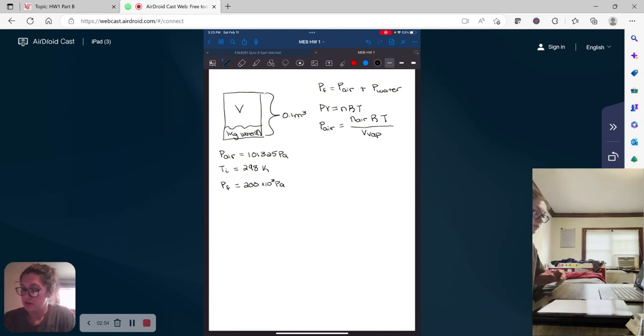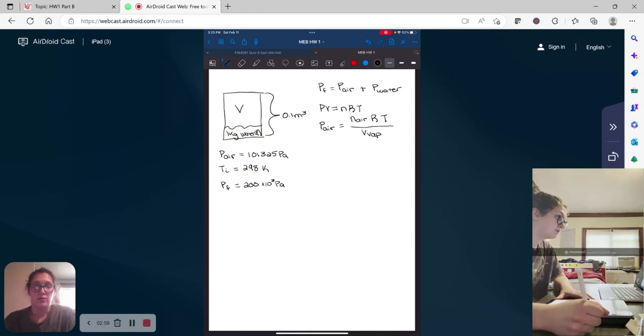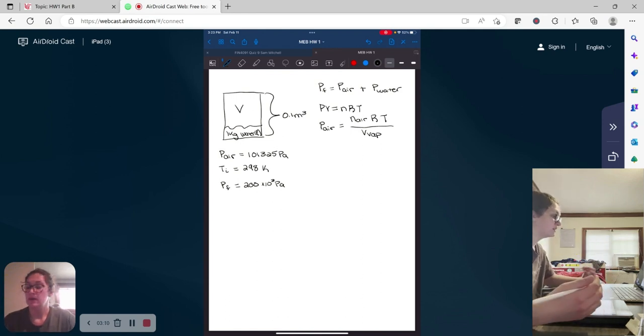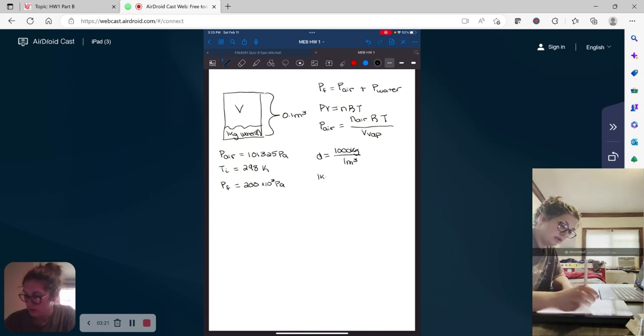So first, we can look at the volume of the vapor phase. So we know the mass of the liquid water, and we can solve for the volume. And we can do this by using the density of water, which is 1,000 kilograms per 1 meter cubed. So we can take our 1 kilogram of water and convert it over to meters cubed, which gives us 0.001 meters cubed.